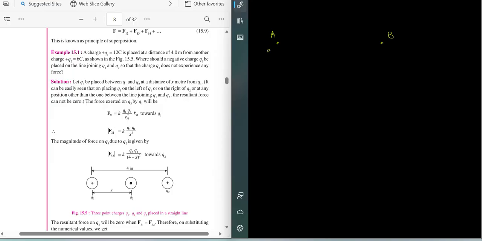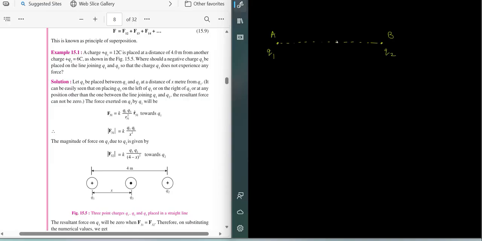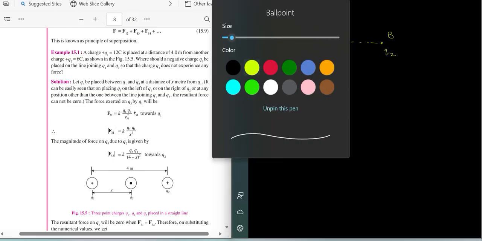This was having Q1 charge, this was having Q2 charge, and let us say this is the line joining the two charges. So he's asking, at what place should a third charge be placed? Let us say a third charge is placed at this point C. And what is the third charge? It has charge Q3. So this charge will experience a force due to charge A. It will also experience a force due to charge B. So first, what is it saying? This is a negative charge. So Q3 is negative, let us say it is minus Q3. This is plus Q1 and this is plus Q2, just to distinguish it.